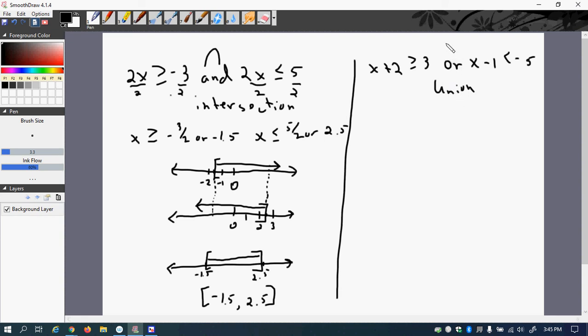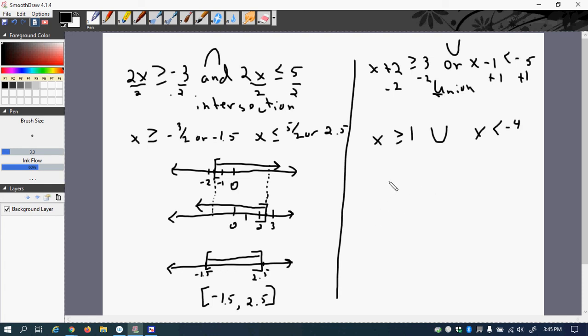And so "or" can have the symbol of a U, which kind of reminds you of the union there. So anyways, let's take a look and see how that all works. For this case, I would subtract 2 from both sides, and so I get x greater than or equal to 1. And for the other one, we add 1 to both sides, and so now we get x less than negative 4.